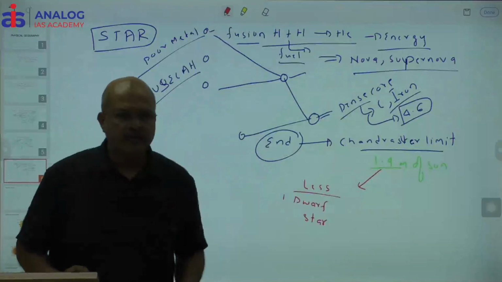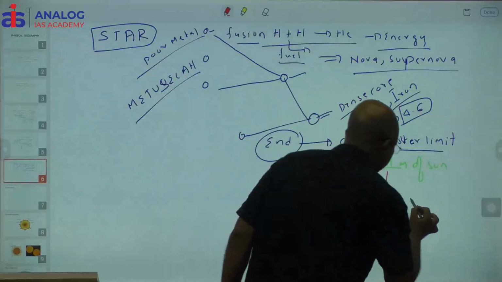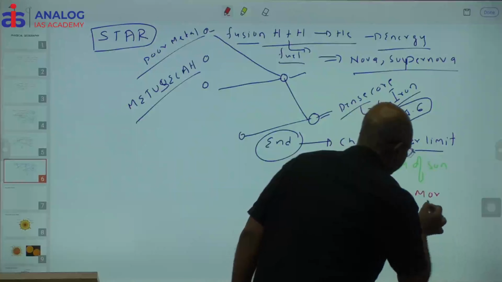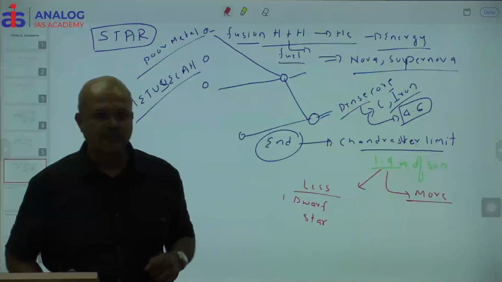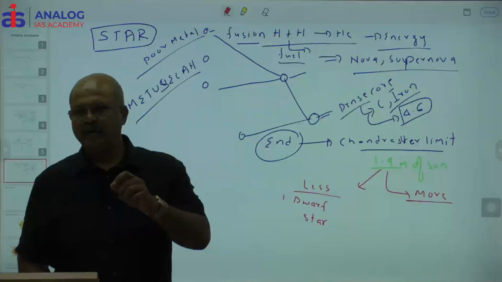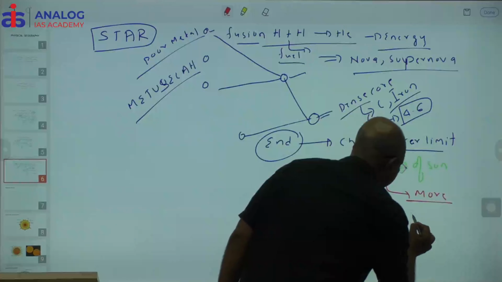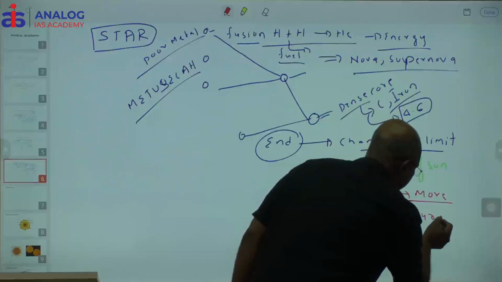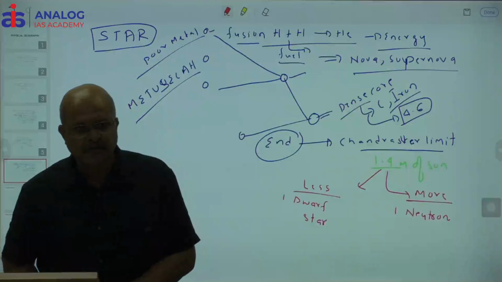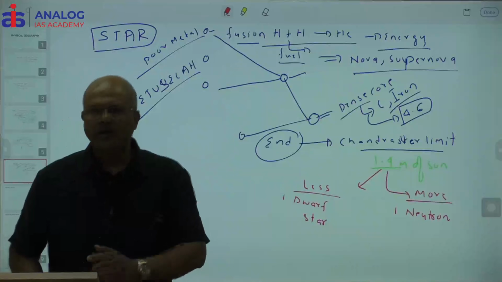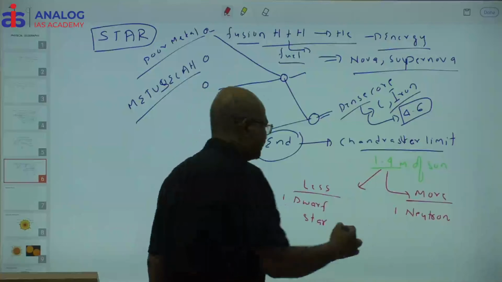So any star which is more than the Chandrasekhar limit, bigger than 1.4, will end up either as a neutron star, a rapidly rotating fast neutron star, or in the form of a black hole.